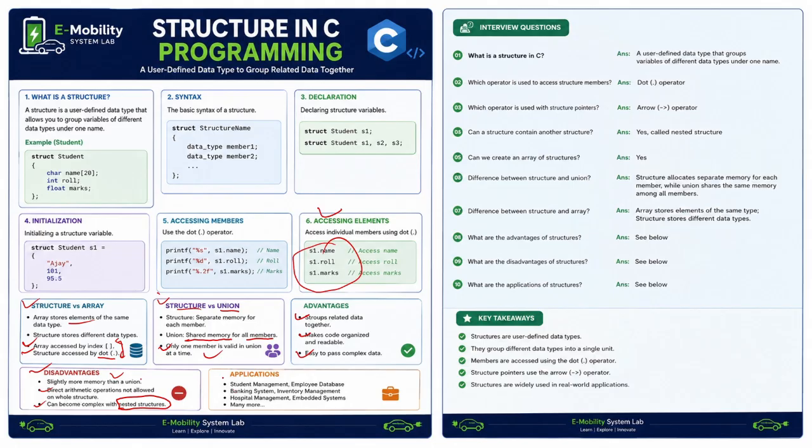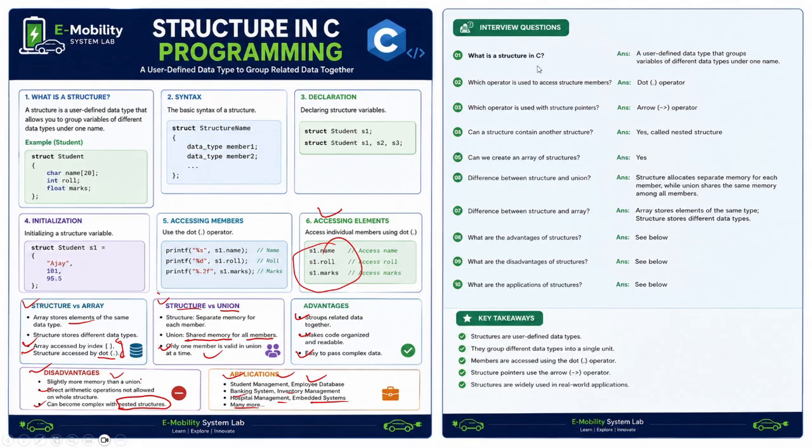And now we will see the applications. Structures are used for student management, employee database, banking systems, inventory management, hospital management, embedded systems, and many more. The e-mobility system lab is focusing on embedded-related things, so we will see embedded applications based on the structure in the upcoming classes.